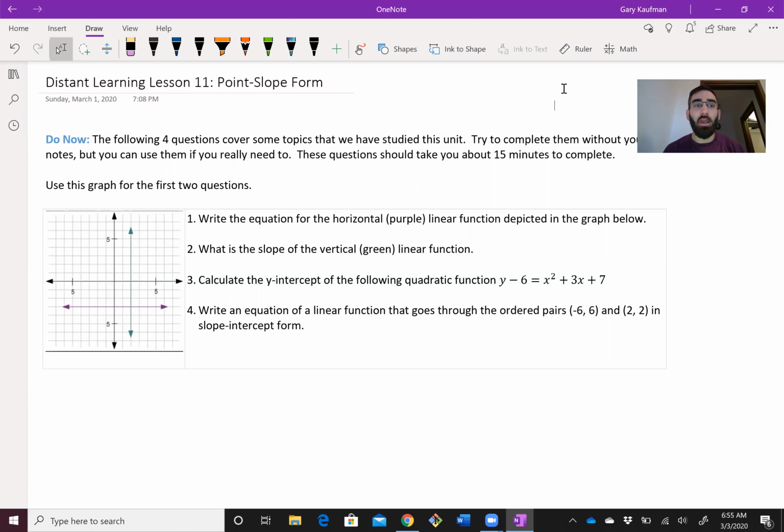So our do now today is actually 4 questions that cover some topics that we've done throughout the year. Now notice that I said that you should take about 15 minutes max to work on these. If you cannot do them in 15 minutes, write unsure in the answer and then move on so that you can see the answers in the end. All right, best of luck.